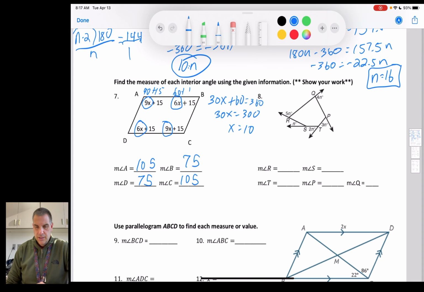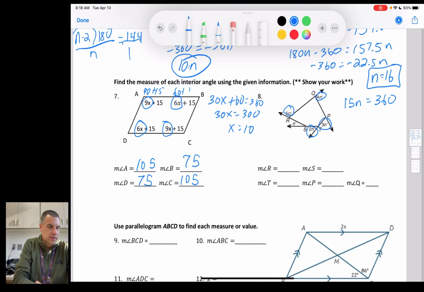Number 8. The exterior angles. Remember, the exterior angles always add up to 360. Interior angles change by shape. Exterior angles, no matter what the shape is, 360. So we've got 5n plus 4n, that's 9n. 10, 11, 12, 13, 14, so we've got 15n this time. But now, because it's the exterior angles, it's going to be 360. So you get n is equal to 24.